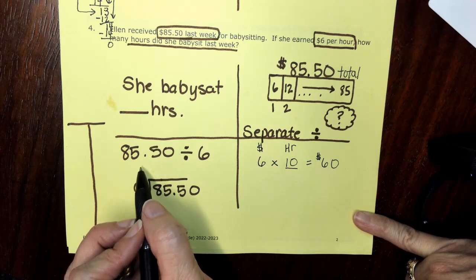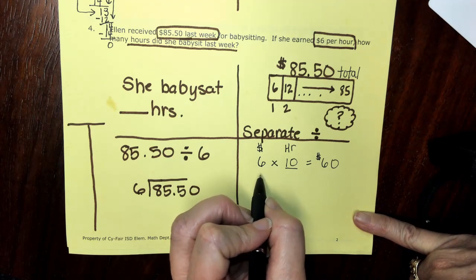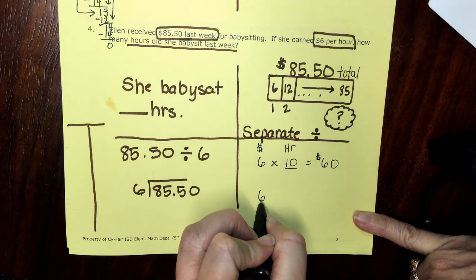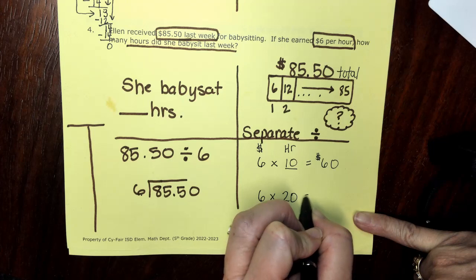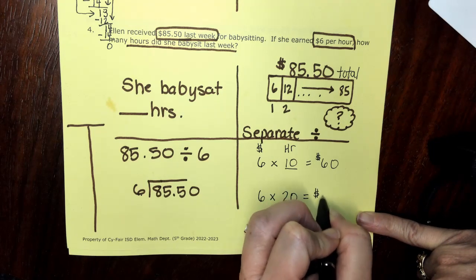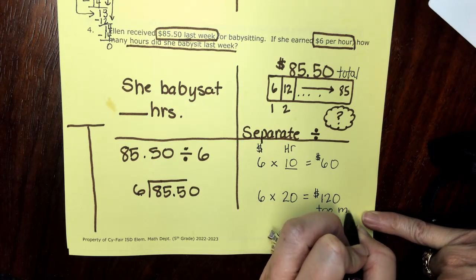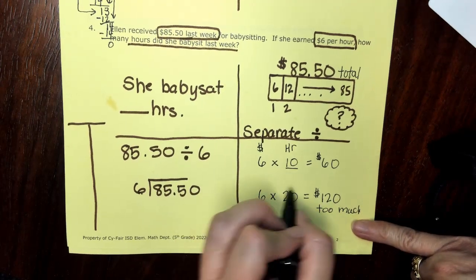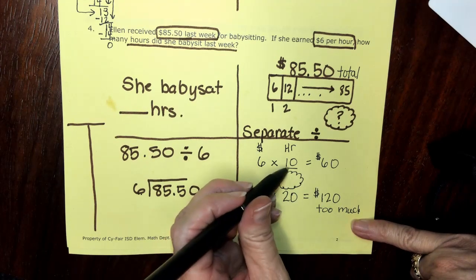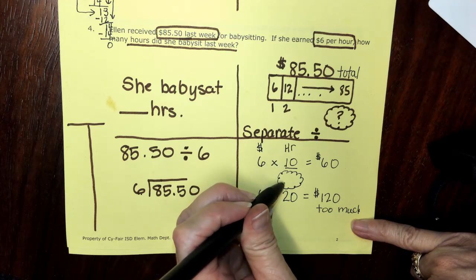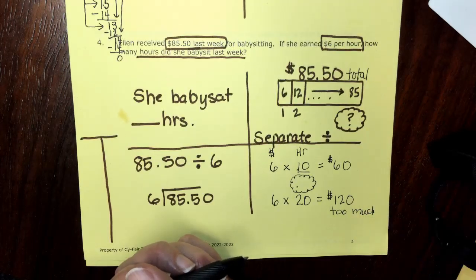Well, that's not enough money. So I need to think about something even bigger than that. So if she earns $6 an hour, and let's say she worked 20 hours, that would give me $120. Well, this is too much. So what I'm thinking is that my answer should be somewhere between 10 and 20 hours. That's an easy estimate for me to make.